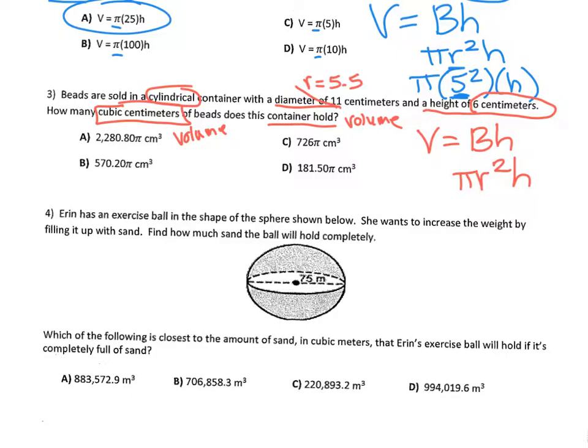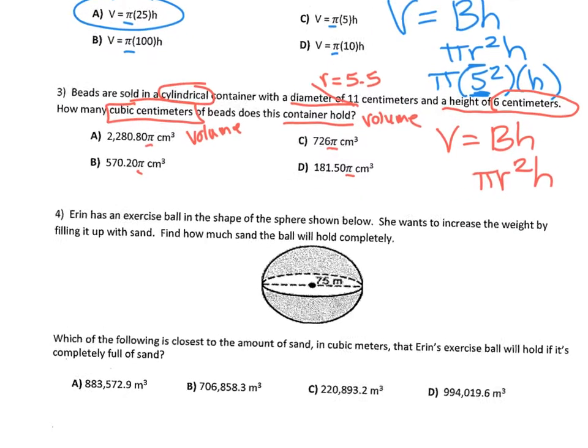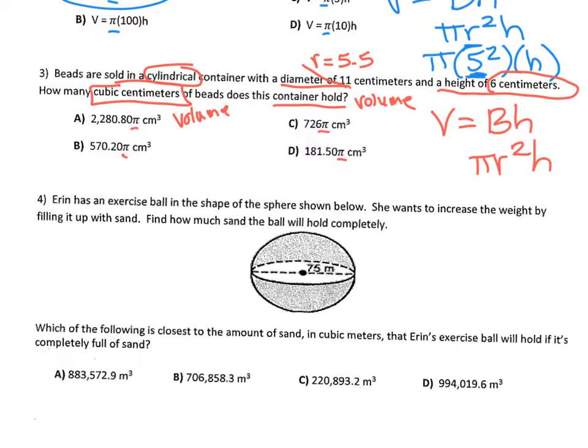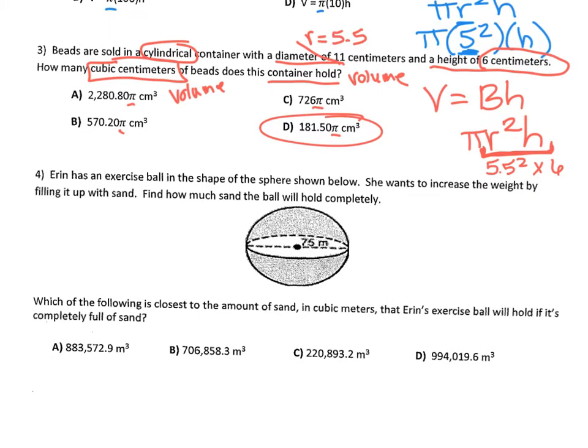All of your answer choices have that pi included. So it's saying that number times pi would be our answer. When we go to solve this, just do that part of your formula. Exclude your pi, which is not what we would normally do, but just looking at those answer choices. So 5.5 squared times 6. It normally won't be like that, so just be careful and double check.